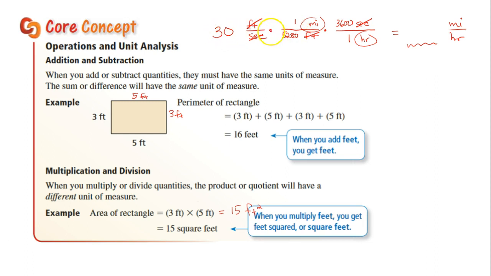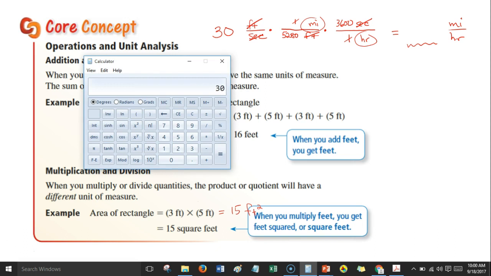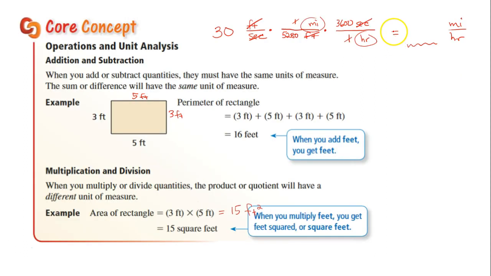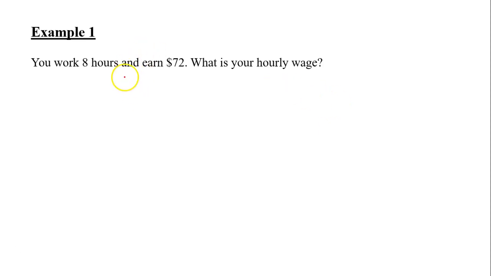I go 30 times 1 times 3,600, and then I got to divide by 5,280, divide by 1. Multiplying and dividing by 1 really doesn't do anything, so it's just going to be 30. I'll do the multiplication first. I'll do times 3,600 and then divided by 5,280, and that's about 20 miles per hour. So, well, go back. Squiggly, approximately equal to 20 miles per hour. Cool beans.